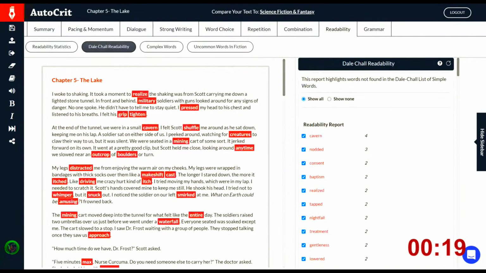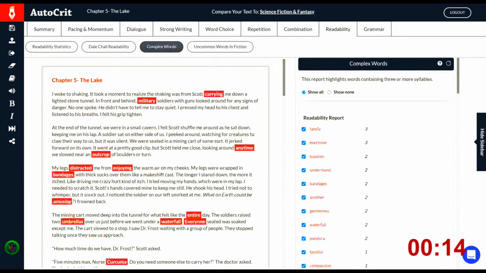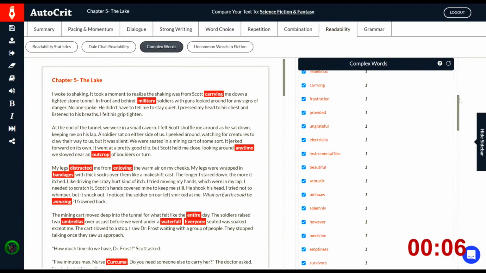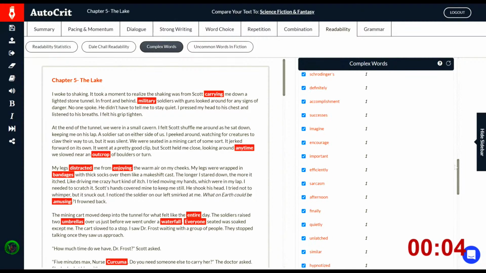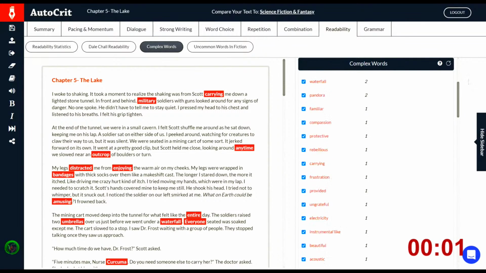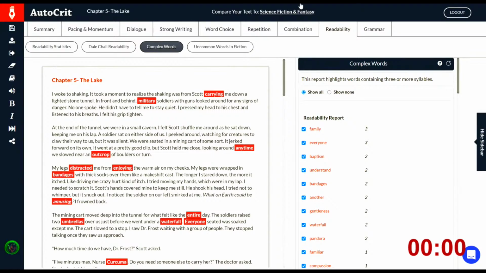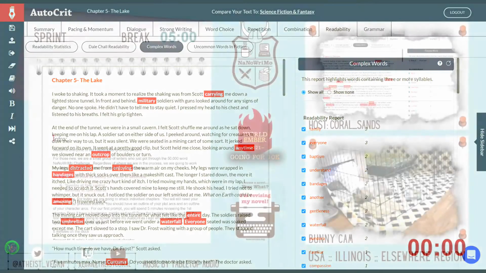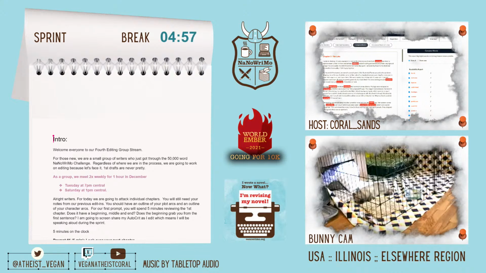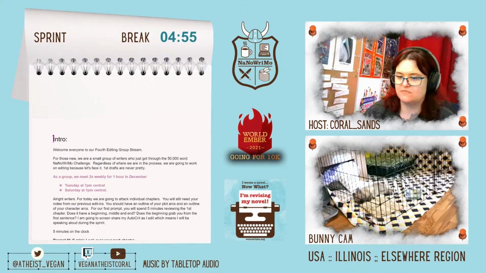You can click on complex words to see what types of things it thinks is complex. So if there's anything that you can edit out, you can definitely do that. All right. I like to go ahead and just get an overall feel of the chapters before I start my edits.